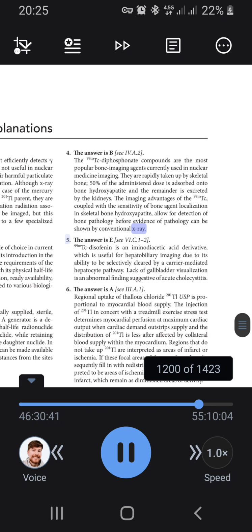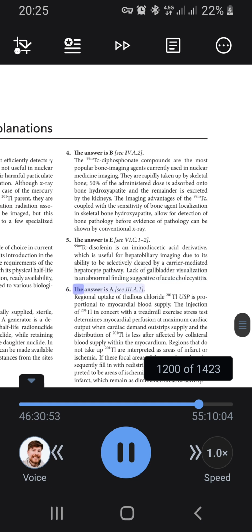5. The answer is E, C1-2. 99mTc disofenin is an iminodiacetic acid derivative, which is useful for hepatobiliary imaging due to its ability to be selectively cleared by a carrier-mediated hepatocyte pathway. Lack of gallbladder visualization is an abnormal finding suggestive of acute cholecystitis.